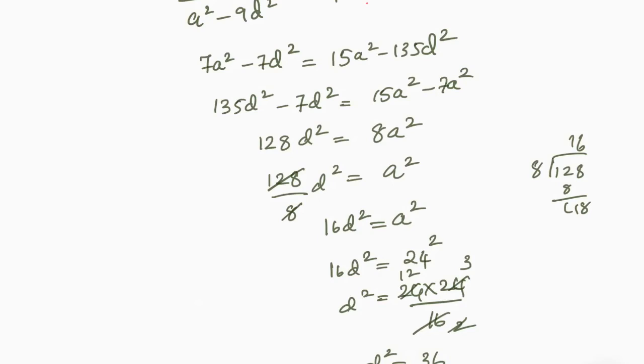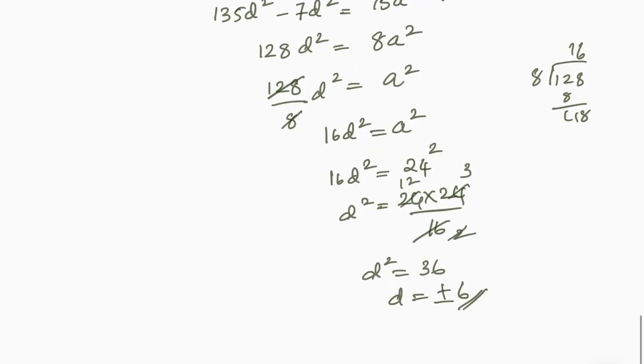So what they've asked you is to divide 96, you can find the values. So it can be either a minus 3d, a minus d, a plus d, a plus 3d. So a is 24. 24 minus 3 into 6 when d is equal to plus 6.